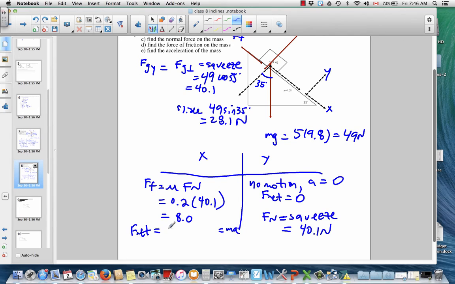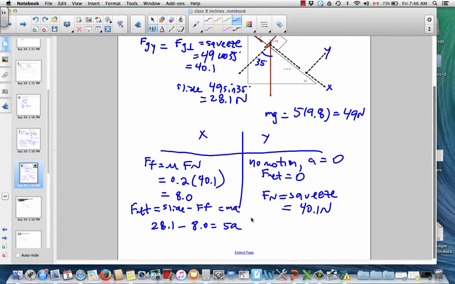What is it in this case? It's the slide component minus friction. There's 28.1 newtons of slide, 8 newtons of friction. This is a 5 kilogram object, so we can find its acceleration. That's 20 over 5. That's 4.0 meters per second squared of acceleration. So this is an introduction to force analysis on the ramp.